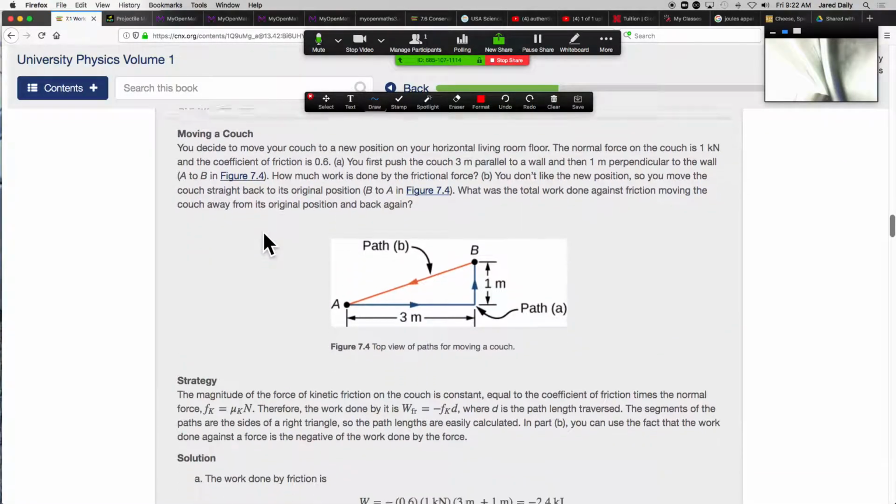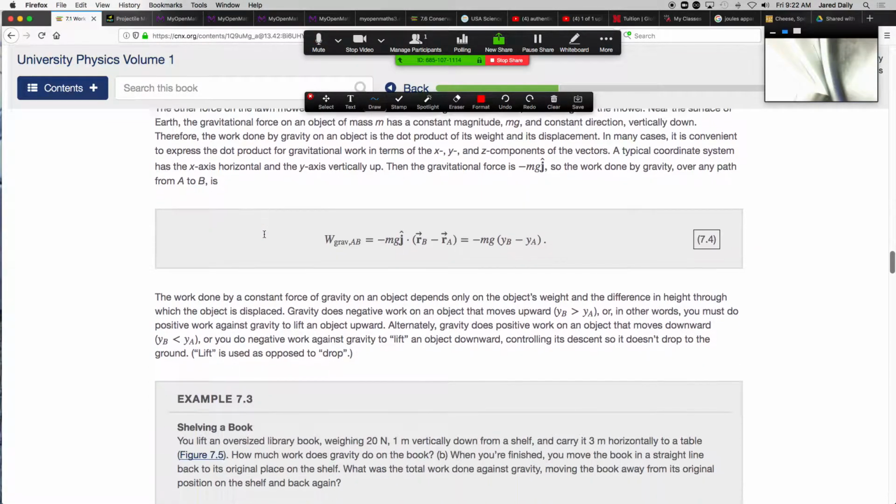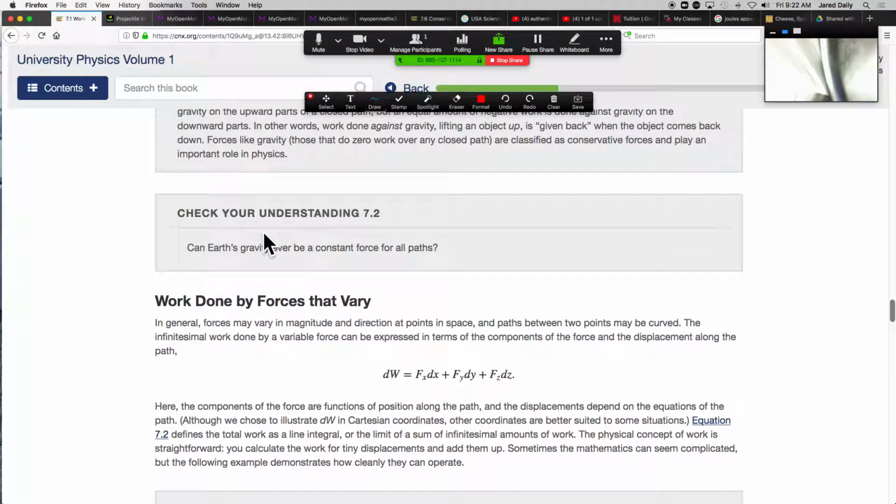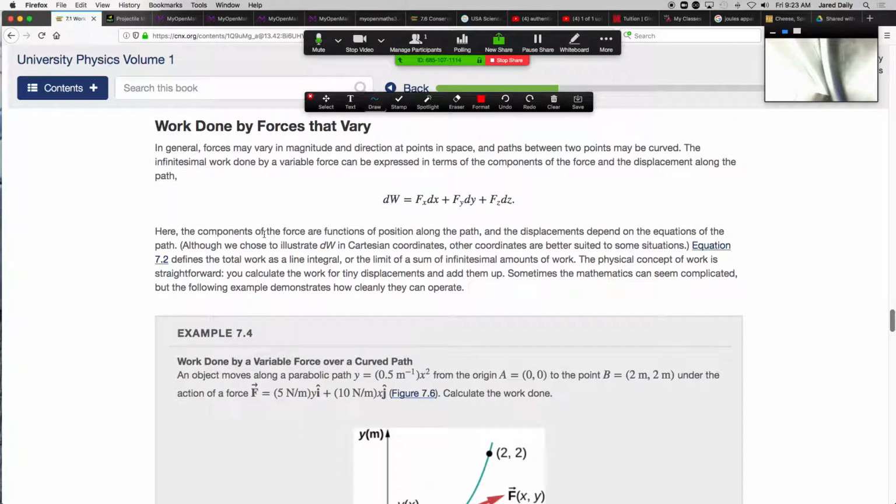So in this problem right here, in this section right here, in example 7.4, they talk about work that is done by forces that vary, forces that are going to change. So we have a variable force, and here they're going to do a curved path. Ours is a straight line path, but that's fine. It can be a curved path as well.